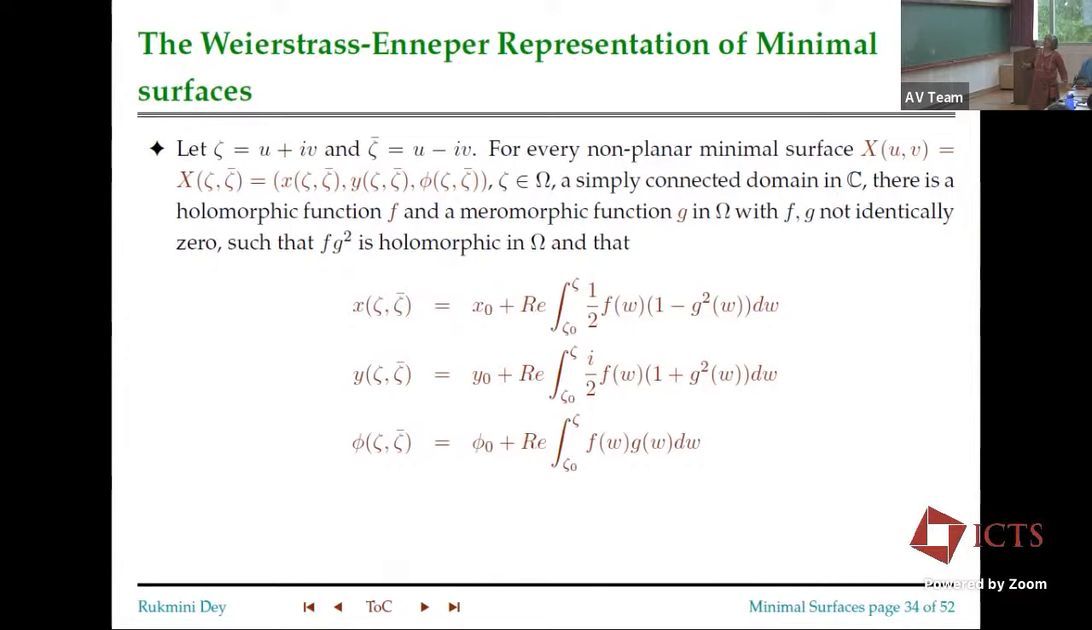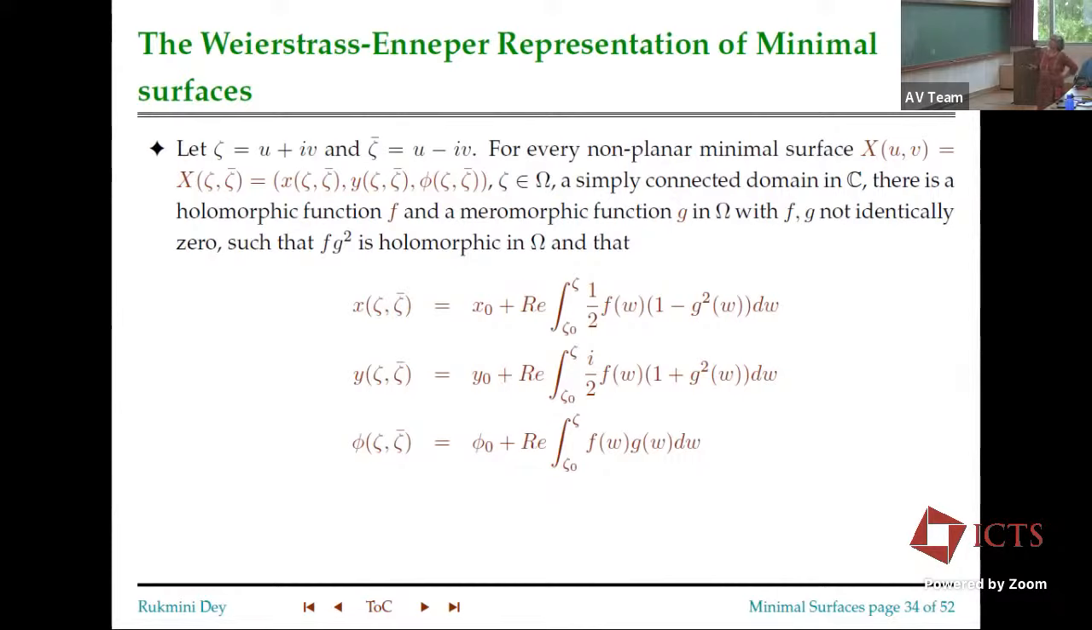Okay. Then there is a holomorphic function f, and a meromorphic function g. Meromorphic, forget about what that means. It's a technical term. Right now just forget about that. So such that f g squared is holomorphic. Holomorphic was those functions which only depended on zeta and not zeta bar. Roughly, okay. And meromorphic means it can have some poles, some singularities. Like 1 over zeta is a meromorphic function, because you are dividing by zeta, right? 1 over zeta minus 3, for example, is a meromorphic function. Anyway, never mind, we'll talk about that after class.